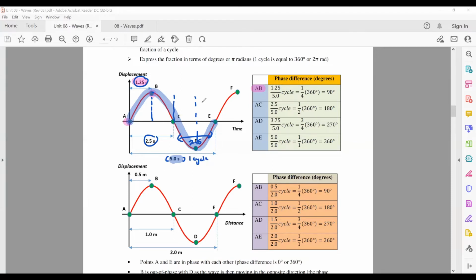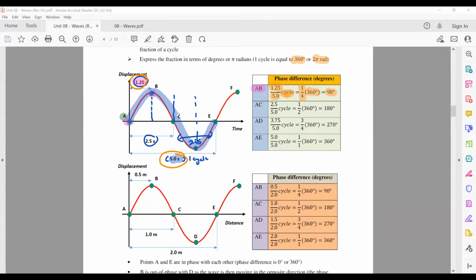So what I want to do now is that I want to find this difference in terms of fraction of a cycle. So what I'll do is that I'll say it's 1.25 over 5. This one will give me the fraction of a cycle that it is in. So I want to convert it to a different unit. I know that one cycle is 360 degrees or 2 pi radian. So what I do is that I multiply that fraction that I have with 360 degrees, giving me 90 degrees. All right. So you can repeat the analysis for the subsequent points also.